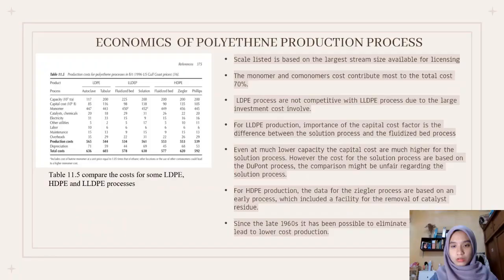That's all. Economy of polyethylene production process. Table 11.5 compares the cost for some LDPE, HDPE, and LLDPE processes. The scale listed is based on the largest single stream size available for licensing. The monomer and comonomer cost contribute most to the total cost, about 70%. LDPE processes are not competitive with LLDPE processes due to the large investment cost involved.